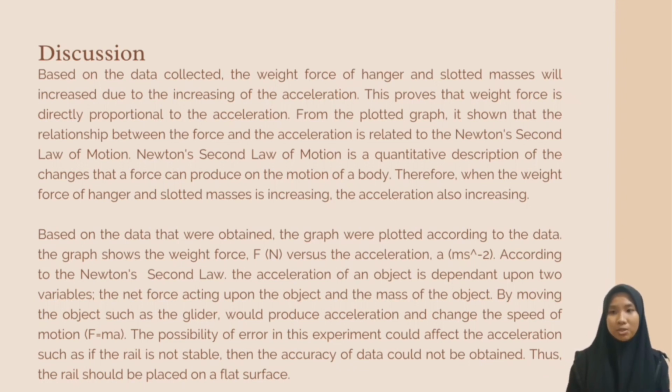Based on the data that were obtained, the graph was plotted according to the data. The graph shows the weight force F (N) versus the acceleration a (m s^-2) according to Newton's second law. The acceleration of an object is dependent upon 2 variables, which are the net force acting upon the object and the mass of the object. Moving an object such as the glider produces acceleration and changes the speed of motion, F equals ma. The possible errors in this experiment could affect the acceleration, such as if the rail is not stable, then the accuracy of the data could not be obtained. Thus, the rail should be placed on a flat surface.